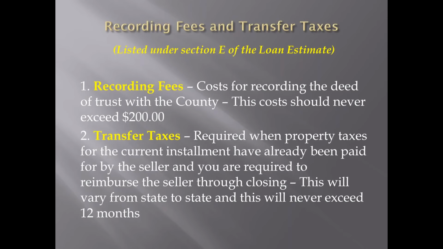Taxes in California are due every 6 months. In some states, I believe that they're due every 12 months. So depending on this, let's say that you bought the property where they just paid 12 months of taxes up front last month. In that situation, you may be required to pay up to 12 months of basically prepaid taxes through the close of escrow, because the seller has already paid for them. But that's the most that you would ever pay for your transfer taxes.